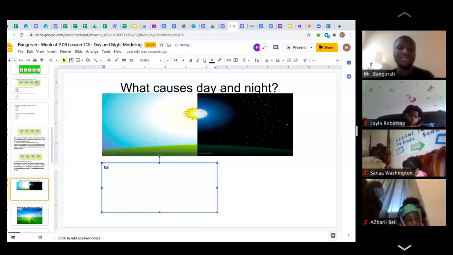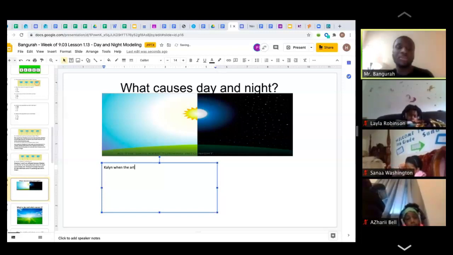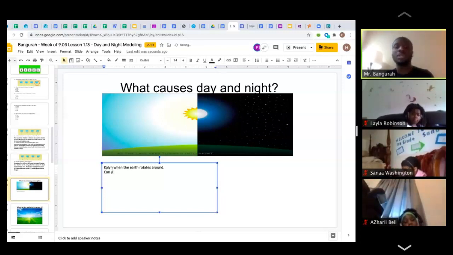Kaylin said, when the Earth rotates around. All right. And then you said, can you see the moon during the day? So if you can see the moon during the daytime, is the Earth rotating around the moon? Is the moon causing night?